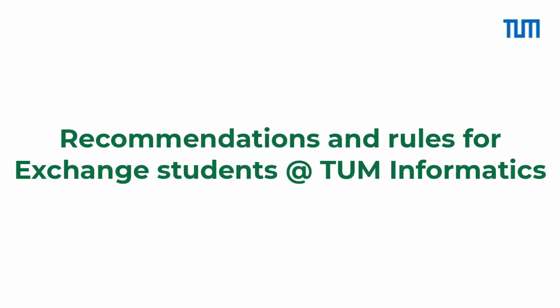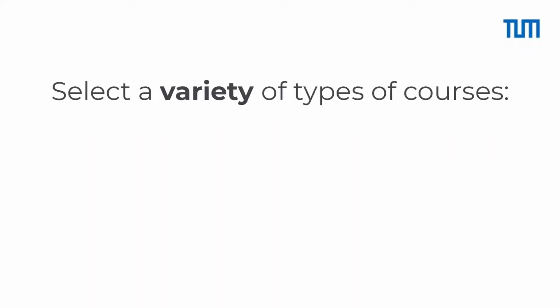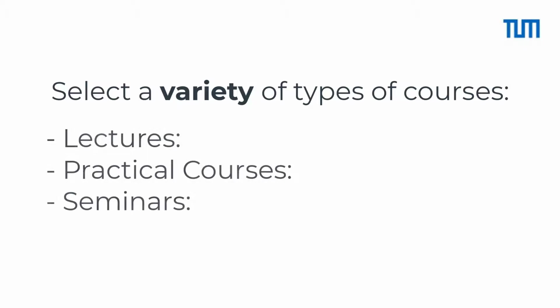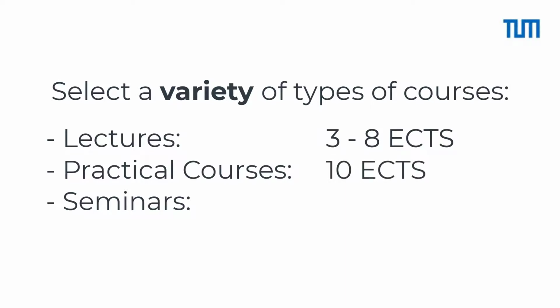Now you know the fundamentals of finding courses with TUM Online. However, there are a few more things you should be aware of as an exchange student. We strongly recommend spreading the workload by selecting a variety of types of courses. You can choose among lectures, practical courses and seminars at the TUM Informatics. Lectures give between 3 to 8 ECTS credits at our department, while practical courses are always worth 10 ECTS credits. Seminars give 5 ECTS credits.